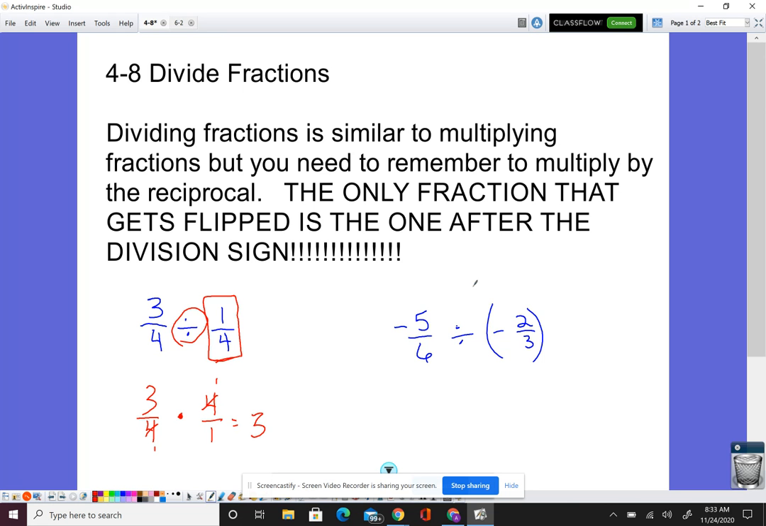Same thing with this one, except now we're dealing with negative signs. All of the rules that apply to negatives apply to fractions also. So right away we can see that we have 1, 2 negative signs, an even number, so we know our end answer is going to be positive. So we don't really need to worry about those negative signs anymore. We're just going to deal with 5/6 times, and we're going to flip that fraction and make it 3/2.